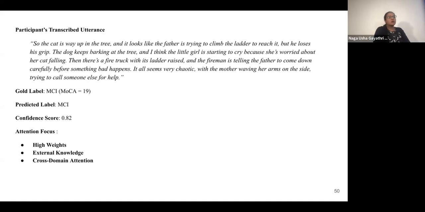Here the high weights given to the tokens signal narrative confusion and potential disorganization, like repeated mention of, for example, ladder, or mention of losing his grip, or very chaotic passages. External knowledge about atypical cat rescue narratives from ConceptNet helps our model to identify that losing grip, child crying, mother waving arms, and father being uncertain appear in this text. And we have cross-domain attention that integrates acoustic and other signals and demographic data to further refine this classification.